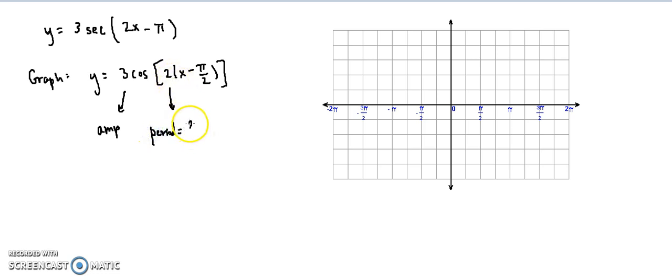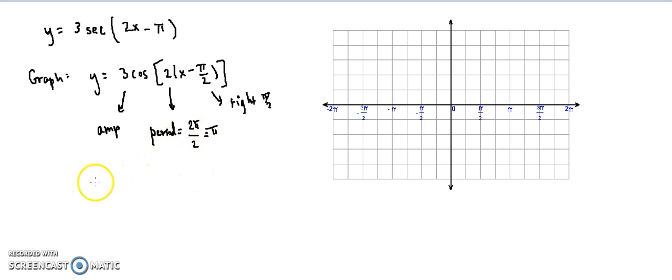So now our period is going to be 2 pi over 2, or pi. And then this pi over 2 means that we're going to shift to the right by pi over 2. Okay, so we can shift to the right by pi over 2, and we can adjust our period to be 1 pi. Okay, so we can go that way.